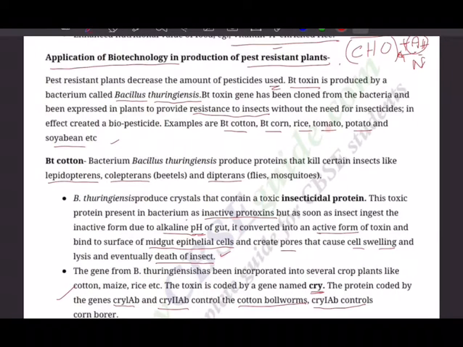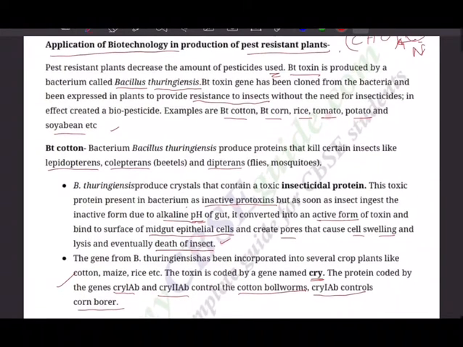Among the transgenic plants, the plants in which a foreign gene has been introduced through genetic engineering are called transgenic plants. Transgenic plants can be obtained by a combination of tissue culture and genetic engineering. So it's a blend of tissue culture and genetic engineering.